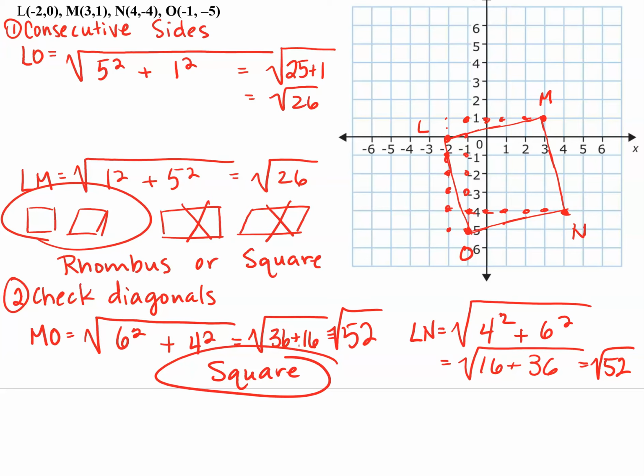So first check is, are the consecutive sides equal? Yes, so that's rhombus and square. If not, you're looking at something that's longer and maybe shorter. So rectangle, parallelogram. And then you're going to check diagonals. And equal diagonals would be either the square or the rectangle. If they're not equal on the diagonals, you're looking at rhombus or parallelogram. And that is all there is to know there.